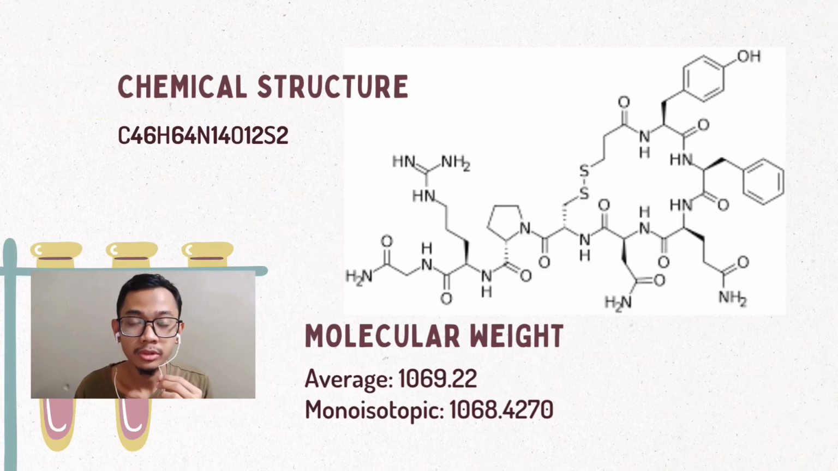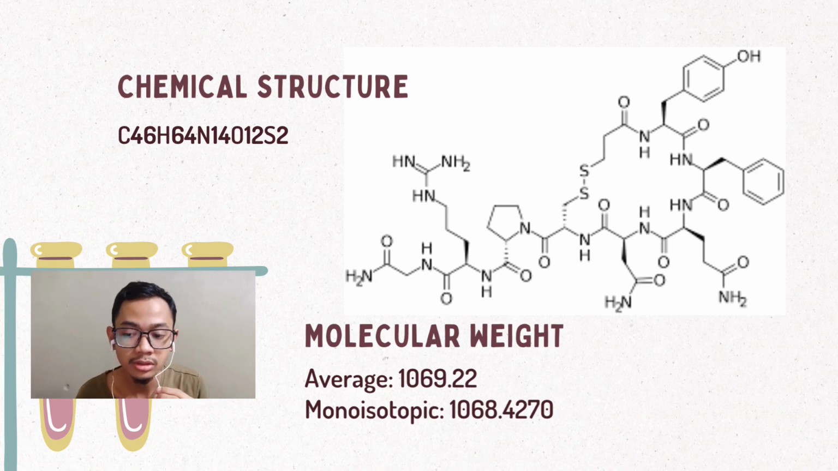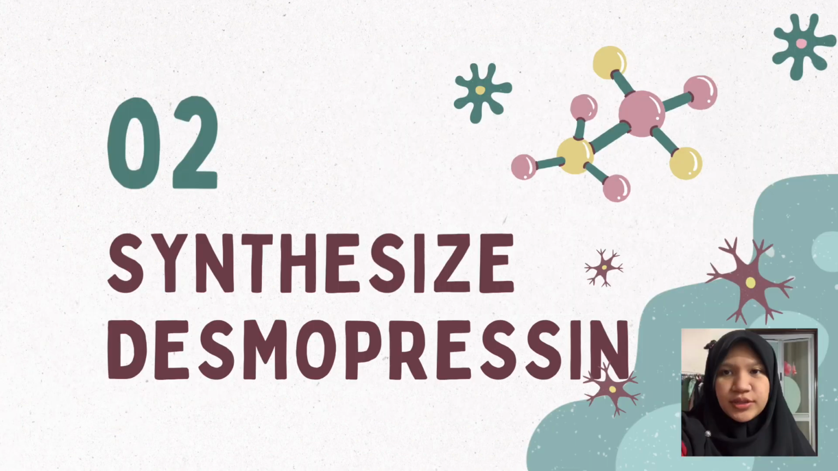Moving on to the chemical structure, as you can see, we have 46 carbon, 64 hydrogen, 14 nitrogen, 12 oxygen, and 2 sulfur. The molecular weight average is 1069.22. Monoisotopic is 1068.4270.